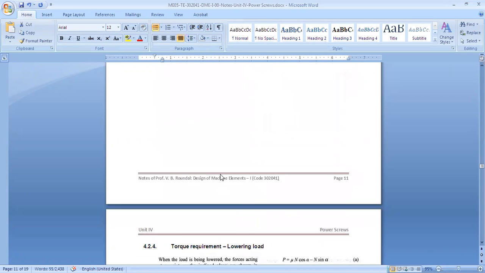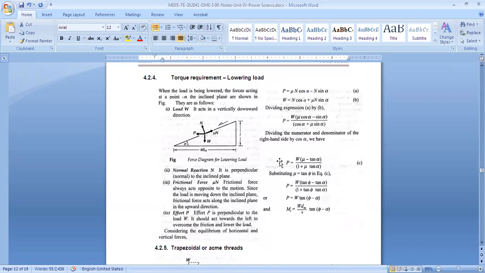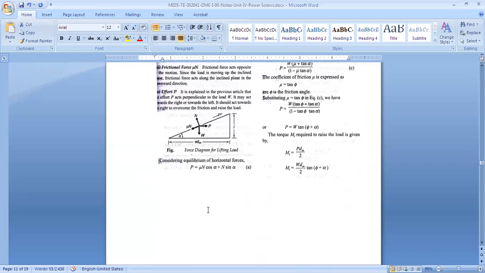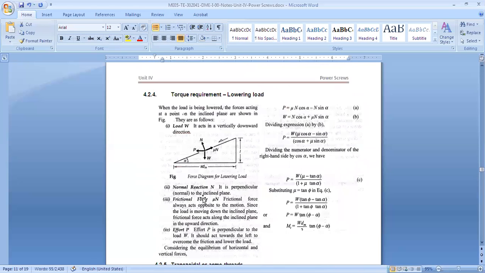Similarly, to lower a load, the same equation, but with the sign negative. So the torque required to lower a load is equal to W into mean diameter by 2 into tan (phi minus alpha). So these two important equations we saw last time: torque required to raise and lower the load, and we will use these concepts for today's session to know what a self-locking screw is. Okay, so we'll see that.